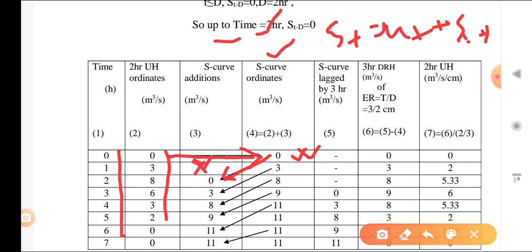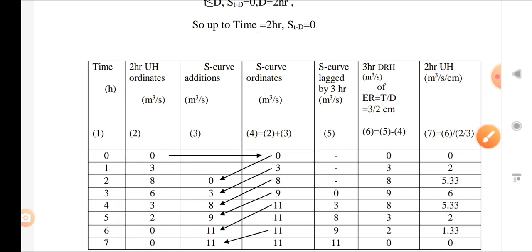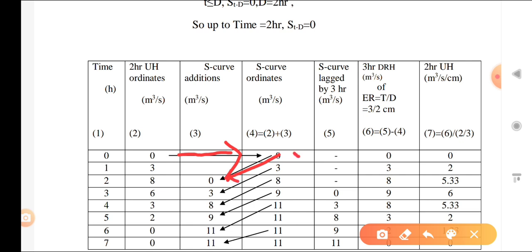Now you can follow the procedure. What is the procedure? 0 will go, and that 0 goes to the 2. So what will happen? 0 added by nothing, 0, 3 added by nothing, 3. So that 0 goes there, then again 3 goes down. So 8 plus 0, it is 8. Then again 8 goes down. So what is the next? 6 plus 3, it is 9. So what is the next? 3 plus 8, it is 11.